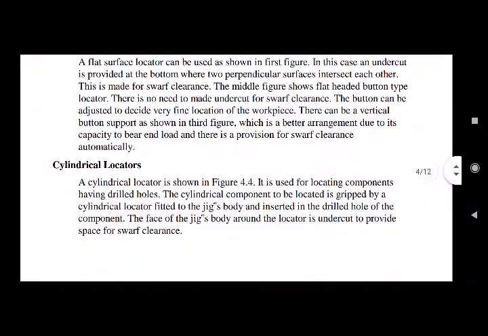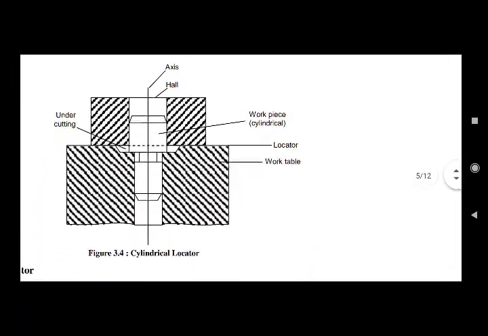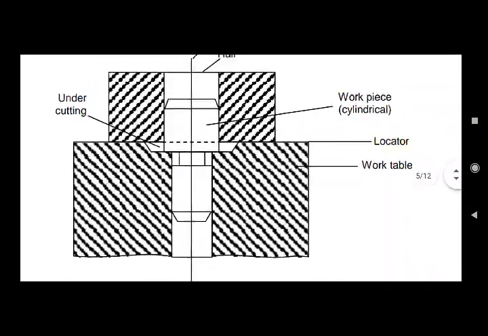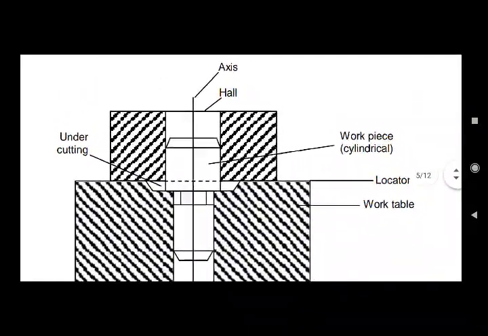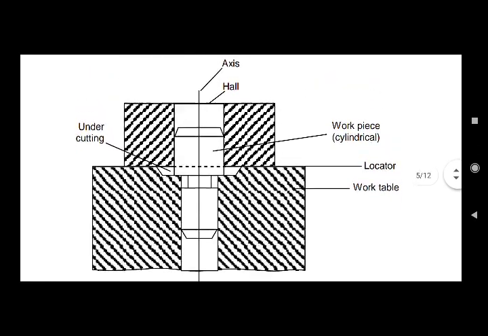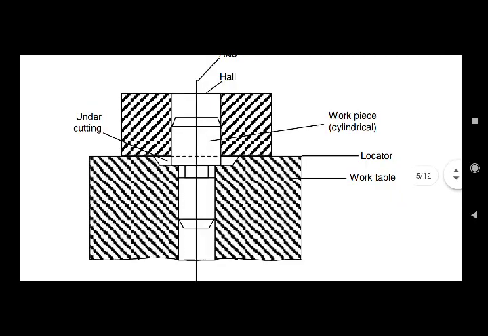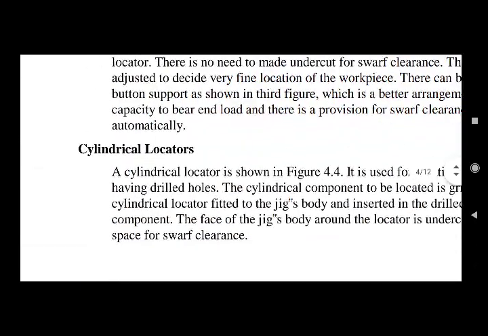Now for cylindrical locators, let's understand how it is going to be taken. Now this is the cylindrical locator. You can see the diagram, where the workpiece is cylindrical in dimensions. The undercutting space is provided. Then the locators have also been added and that is given onto the work table. You can draw the same diagram in your notebook also. Let's understand the theory part.